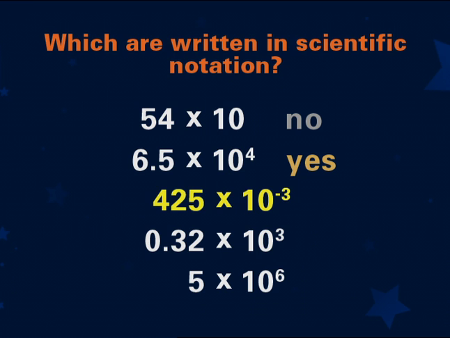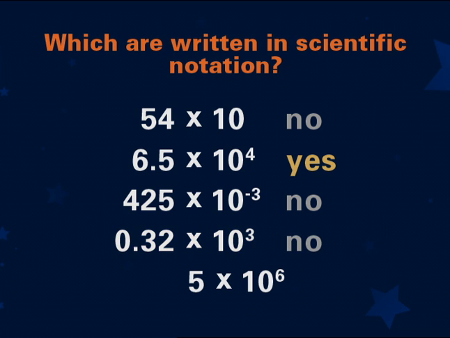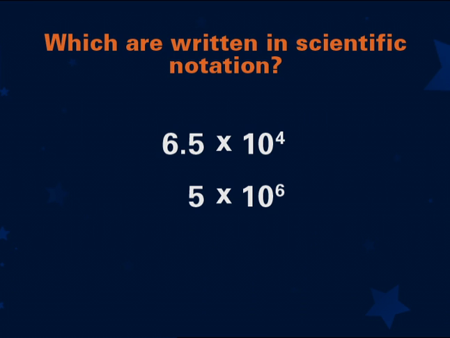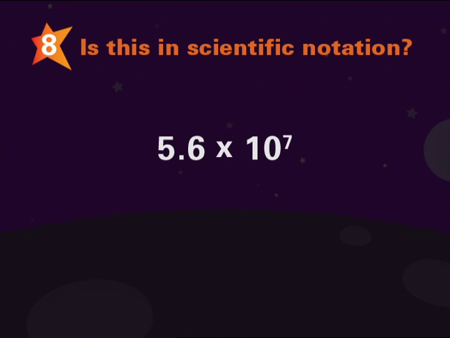The next one definitely isn't. 425 is not less than 10. The next one's out too. 32 hundredths is less than 1. The last one looks good. 5 is at least 1, but less than 10. And the second factor is a power of 10 with an integer exponent. Only 6 5/10 times 10 to the fourth power and 5 times 10 to the sixth power are written using proper scientific notation. In question 8 of your lesson notes, tell whether the number is written in scientific notation.